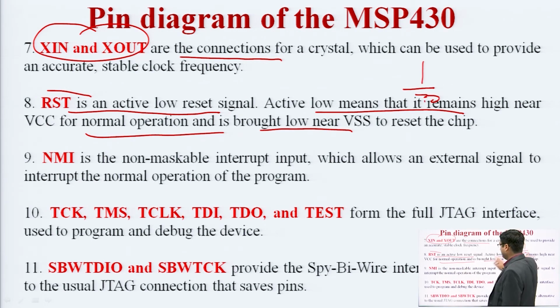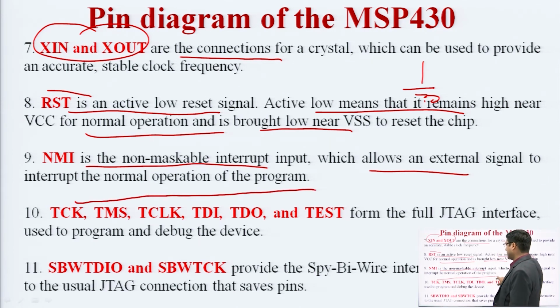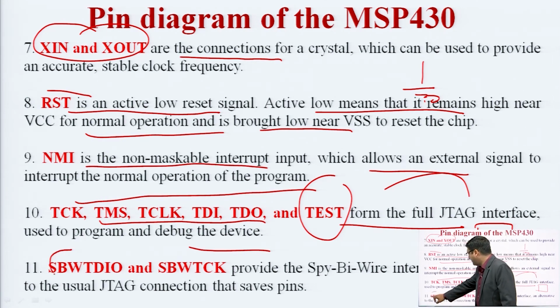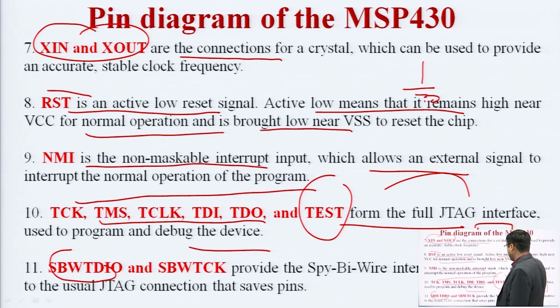That is, connected to 0. NMI means non-maskable interrupt. We have seen that non-maskable means it cannot be disabled, and it allows an external signal to interrupt the normal operation of the program. TCK, TDI, TDO, TMS are used to test or debug the circuit. For that there is a JTAG interface, Joint Test Action Group. Basically, this is the industry standard protocol. So the last one is SBWTDIO and SBW.